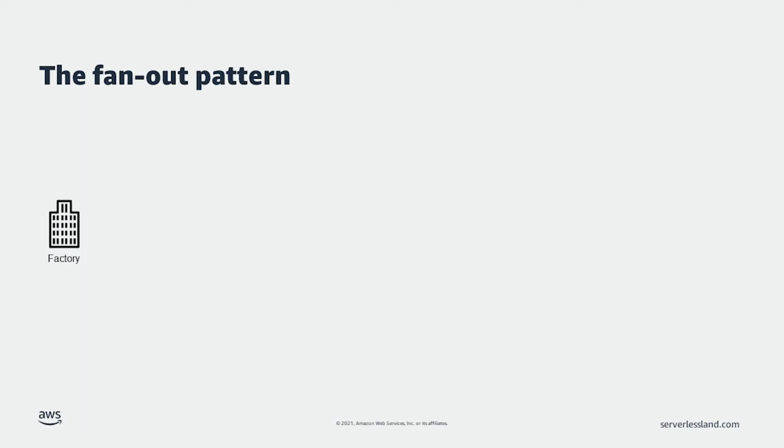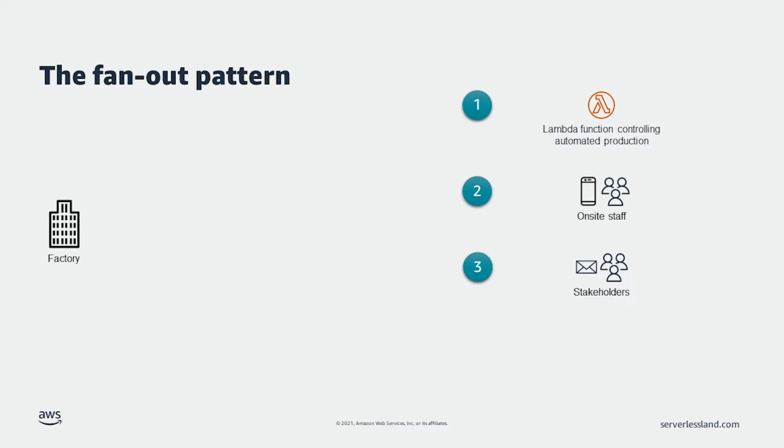For example, I receive a system alert from an IoT sensor on my factory floor. I need to 1. Stop the automated production line. 2. Notify on-site staff immediately. 3. Notify stakeholders. And 4. Save a record of the report.